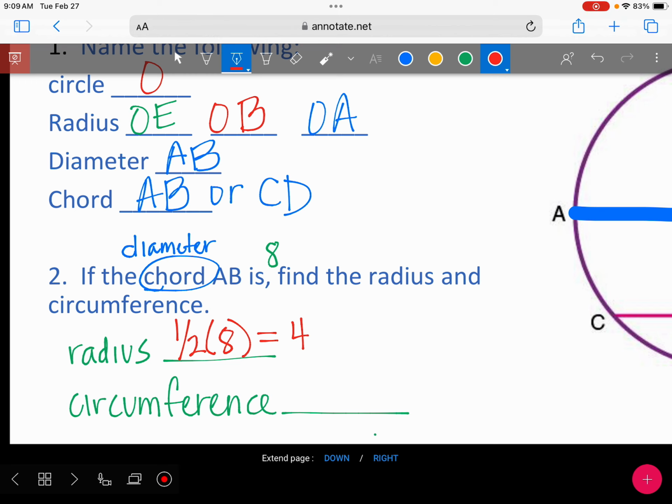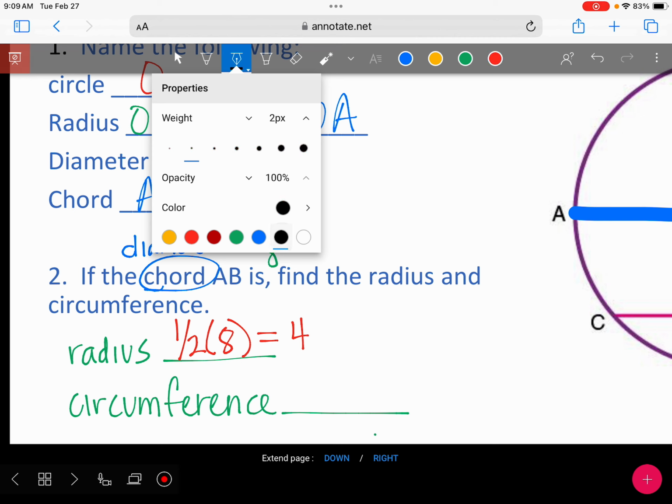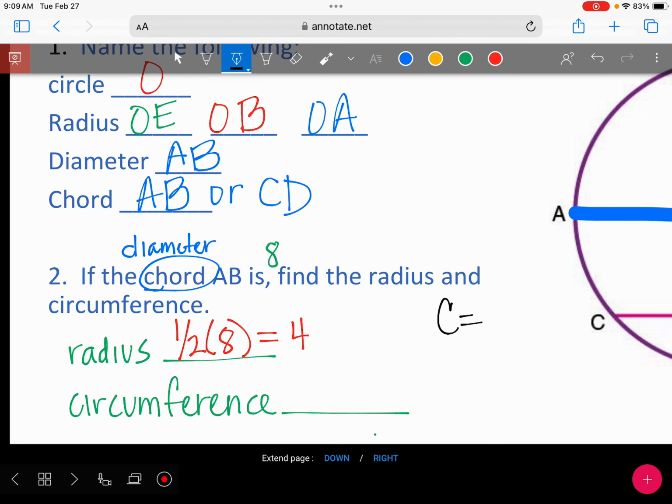The circumference, there's actually 2 formulas for circumference that's in your packets. One uses the radius, the other one uses your diameter. And we'll use the one that uses the radius since we found it. So 2 pi r. So in your calculator, I want you to type in 2 pi times 4. Hit enter. So type in 2 pi times 4, hit enter.